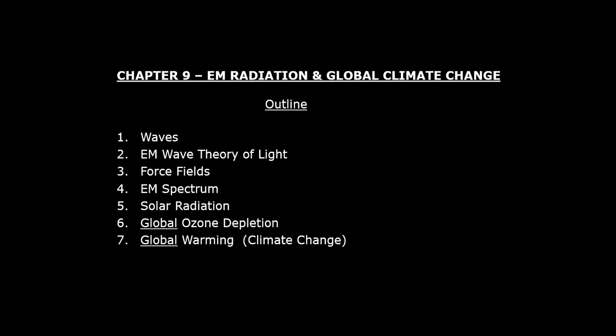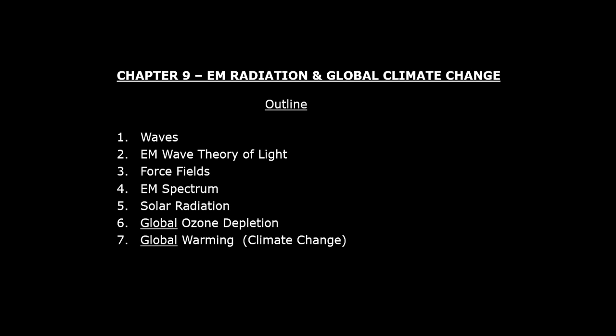We'll talk about force fields again. Then we'll talk about the different types of light. This is called the electromagnetic spectrum, or the light spectrum. Then we'll talk about the sun just for a little bit, the type of light that the sun emits, solar radiation. Then we're going to completely shift gears and talk about ozone depletion. That's connected with the ozone hole in Antarctica. And then global warming, or what we call it nowadays, climate change.